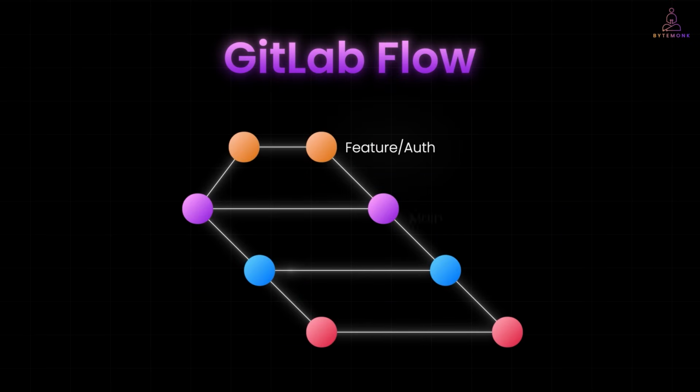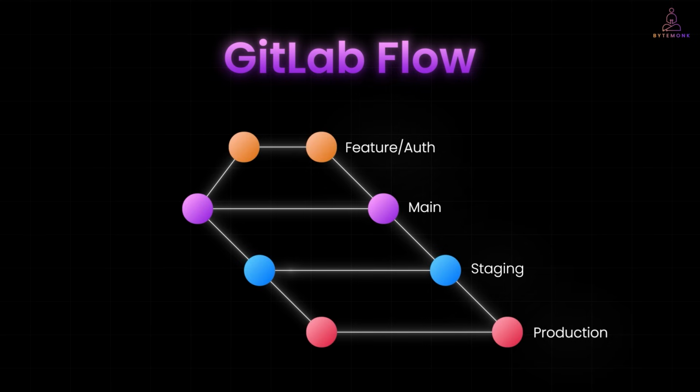GitLab Flow is somewhat a hybrid between GitFlow and GitHub Flow, introduced by GitLab. It adds the idea of environment or release branches to the simple GitHub Flow model to better handle deployments to multiple environments, staging, production, etc.